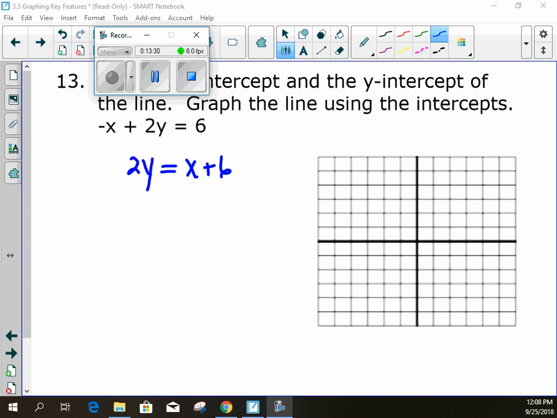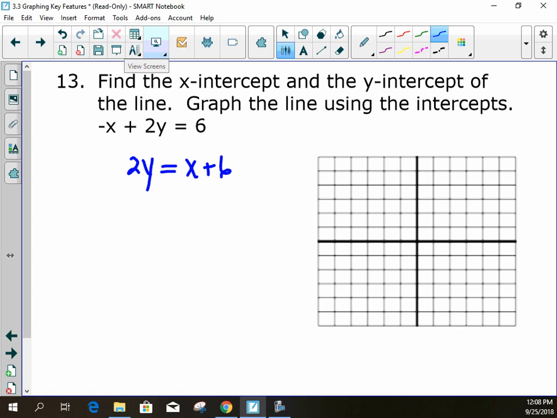Okay, what am I doing? Oh, yeah. I'm isolating the y. Why am I isolating the y? Because if I isolate the y, I can graph, right? So now I divide everything by 2. Know that there's a 1 next to the x. That's understood. Y equals 1/2 x plus 3.